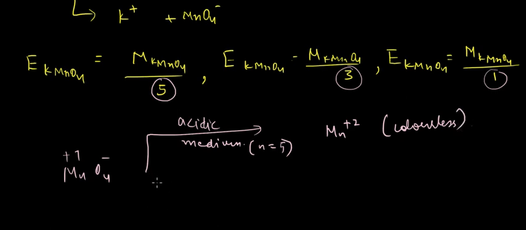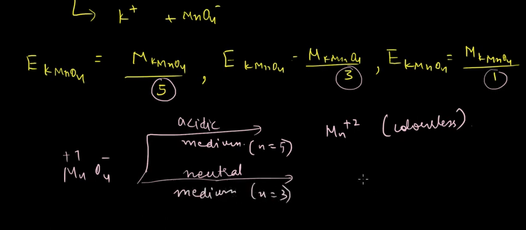Okay, next, what happens in neutral medium? So in neutral medium, the n factor of KMnO4 is 3, and this Mn +7 gets reduced to Mn +4.